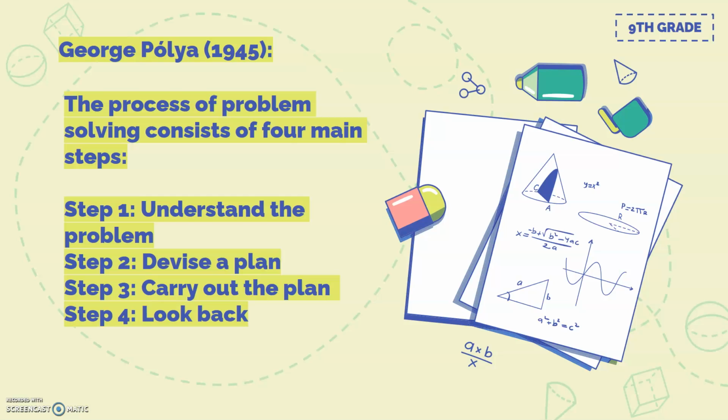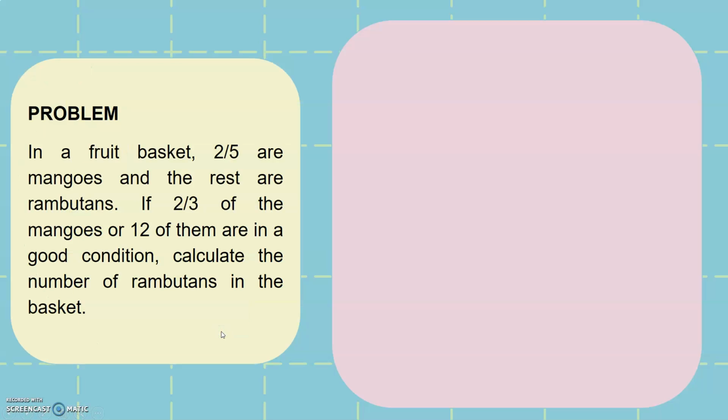First and foremost, I will ask my students to use George Polya's problem solving, which consists of 4 main steps. The first step is understand the problem, the second step is devise a plan, step 3 is carry out the plan, and step 4 is look back. So let us start with step 1, which is understand the problem. The first thing, I will ask them to read the question and understand the problem given.